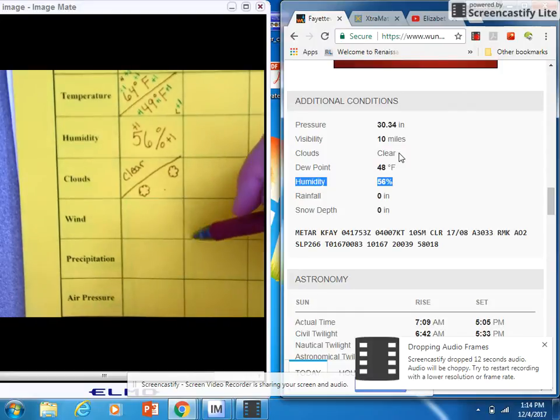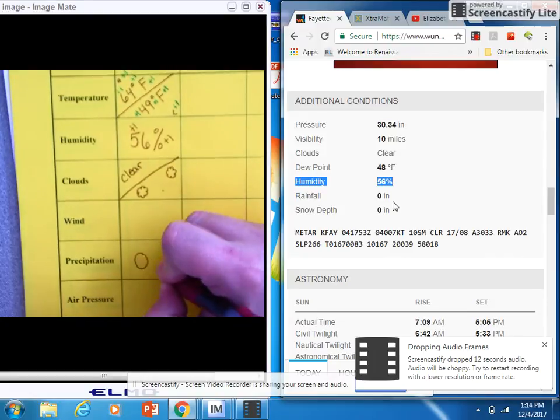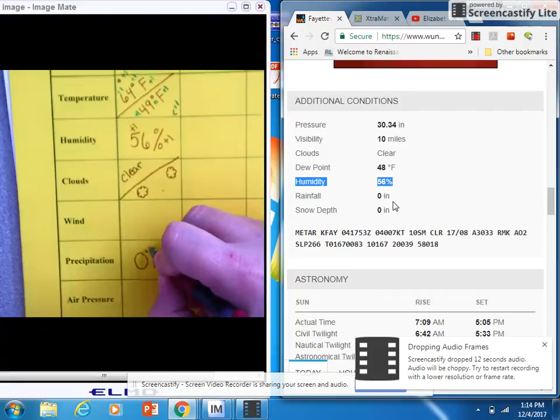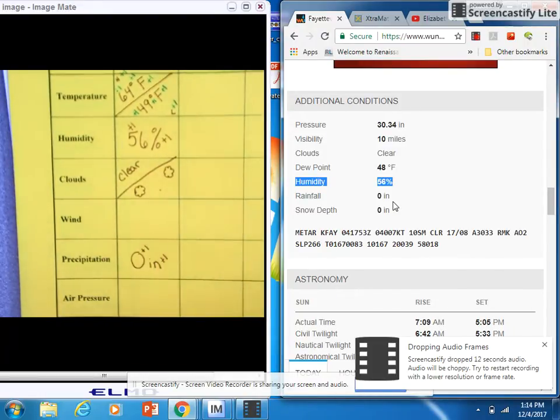I'm going to skip wind here. I'm going to move down to precipitation. For both rainfall and snow depth, we don't have anything. So we're just going to write 0 inches. You get a point for 0 and a point for inches. That doesn't mean that you write 0 in each box. Do you see that? Each day it's going to be different.